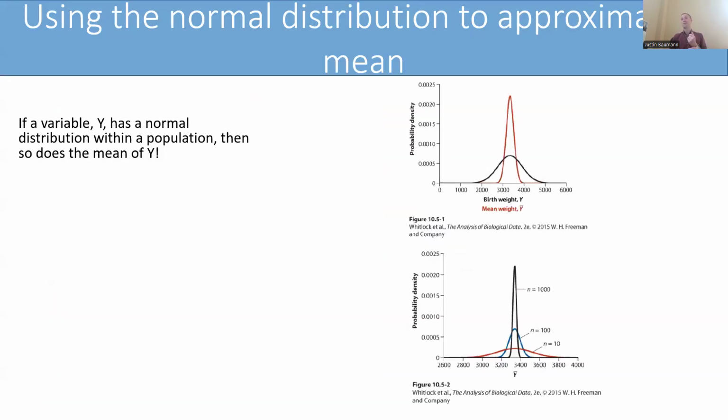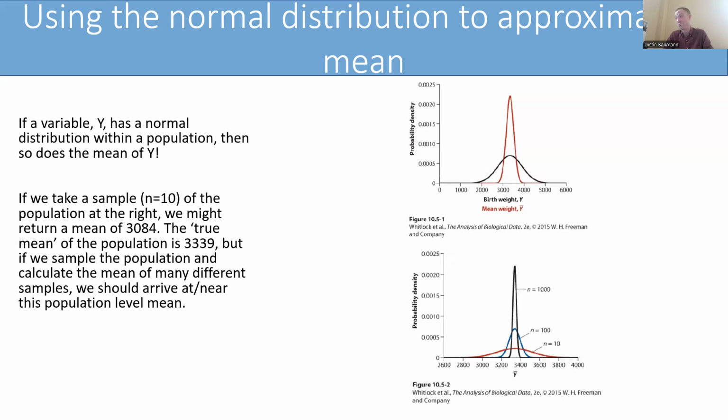Knowing that, we can then also use the normal distribution to approximate a mean. Using the normal distribution to approximate a mean: if a variable, let's say y, has a normal distribution within a population, then so does the mean of y. So if y is weight, and it's normally distributed in the population, then the mean of y is also normally distributed. So that's what we have on the right here.